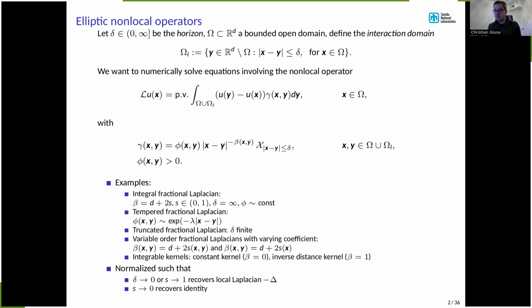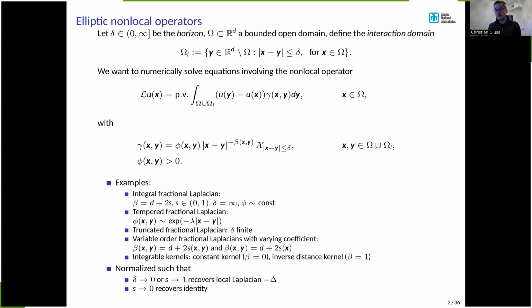If you want to make things a little bit more interesting, then there's the so-called tempered fractional Laplacian, where we apply some additional tempering to make sure that all the moments, or higher moments, of our operator are still well defined. We can also apply some truncation, so we can use the same type of kernel function, but then truncate in space and only consider finite range interactions. And we can also make life more interesting by allowing the strength of the fractional order to vary in space. So we could have something like beta being equal to d plus 2s, where s now depends on x and y, or maybe only on x.